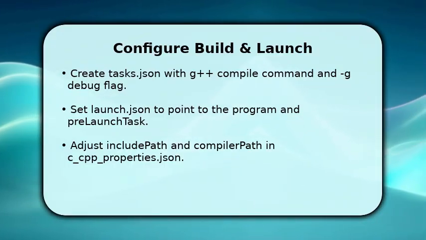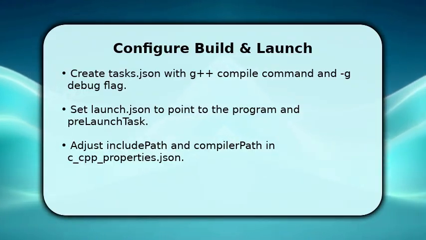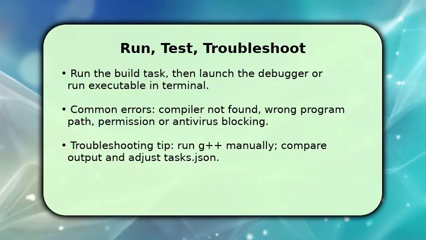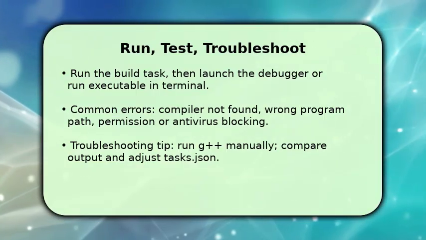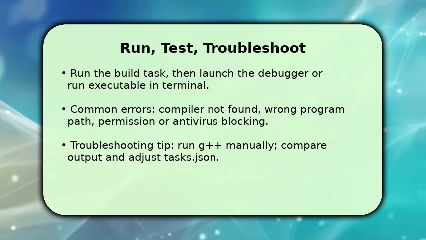Press Ctrl+Shift+B to build, then F5 to launch the debugger or run the produced executable in the terminal to inspect stdout. Make sure the program path in launch.json matches the generated file, and that -g was included for breakpoints.